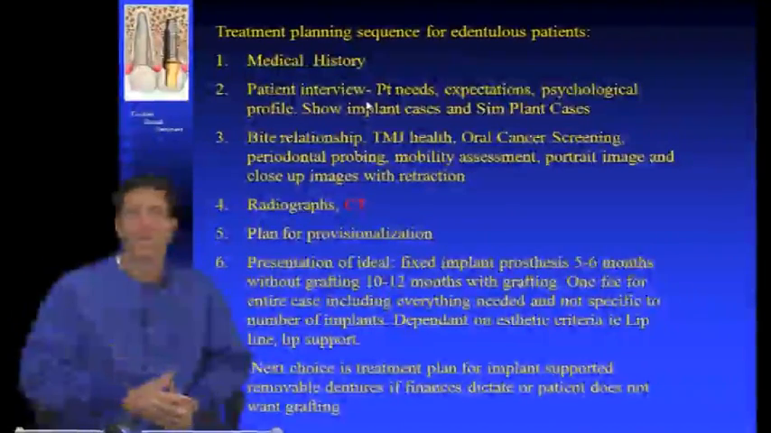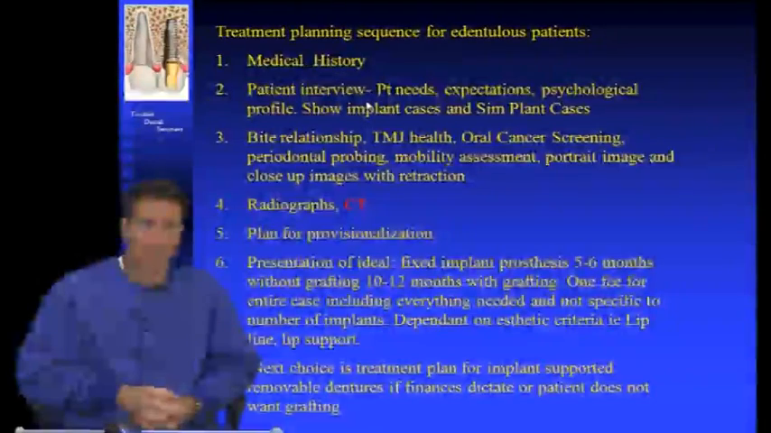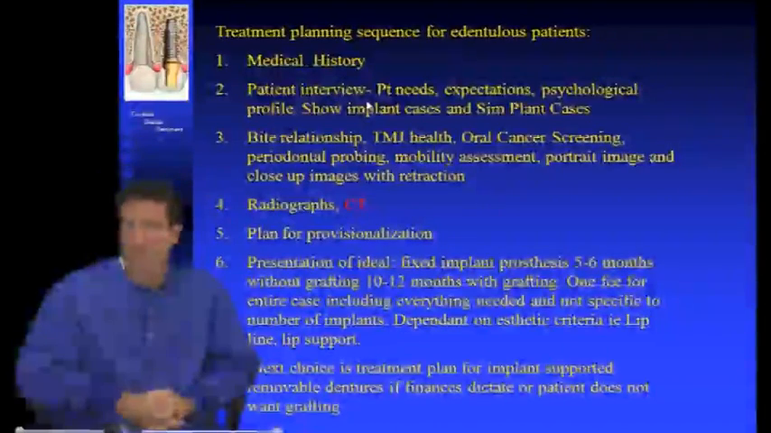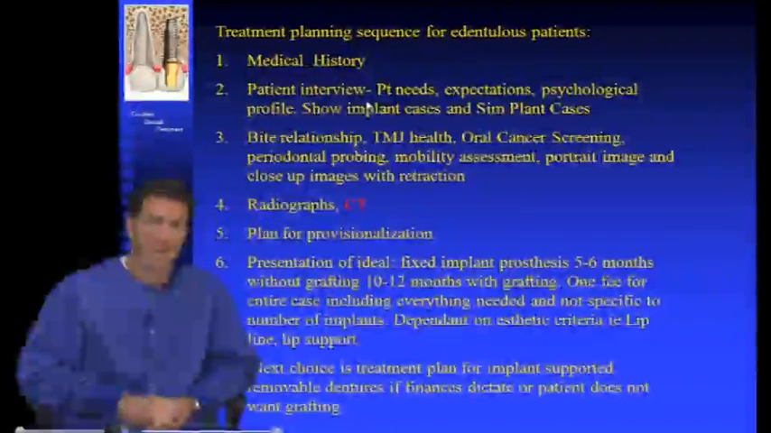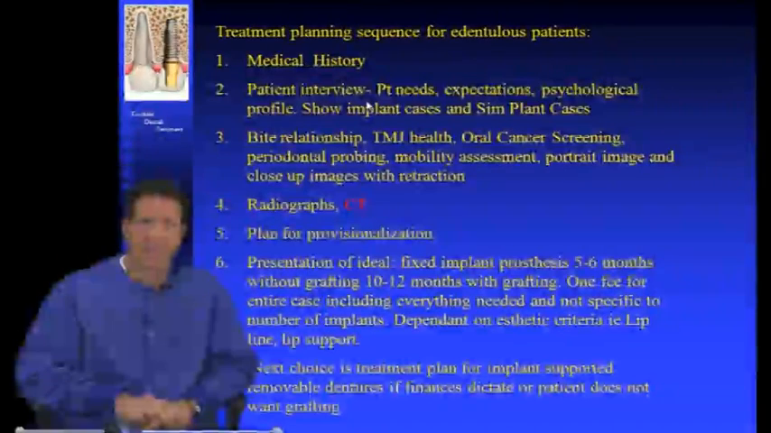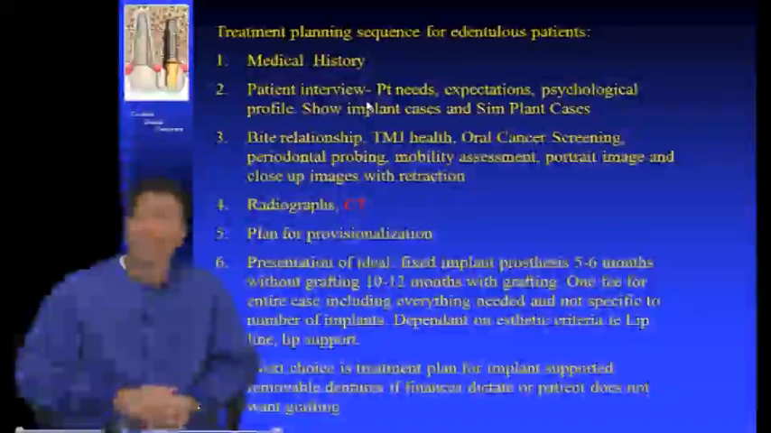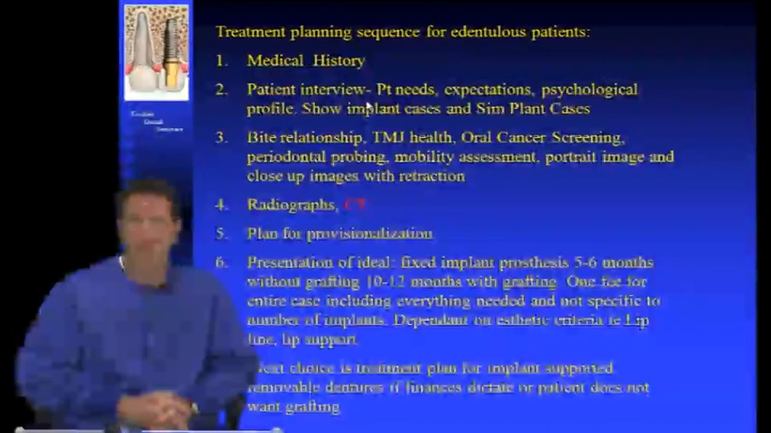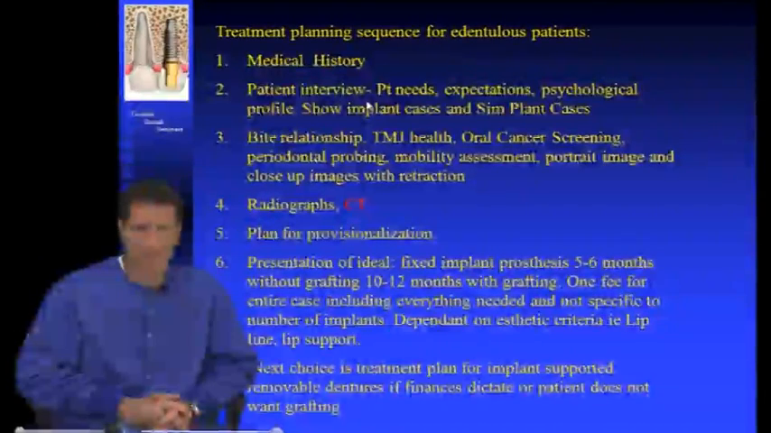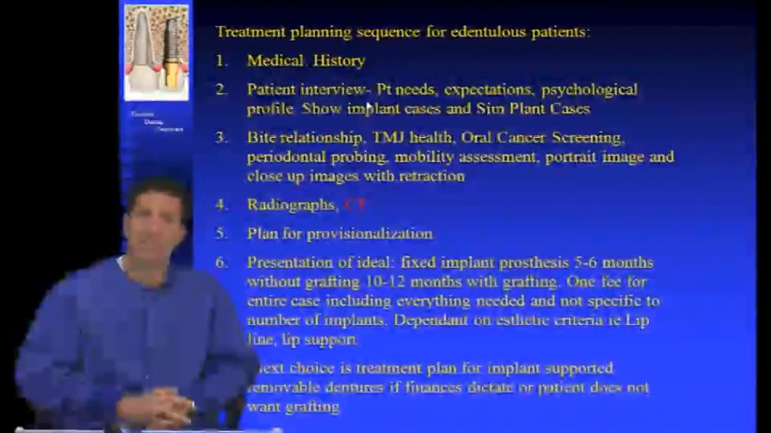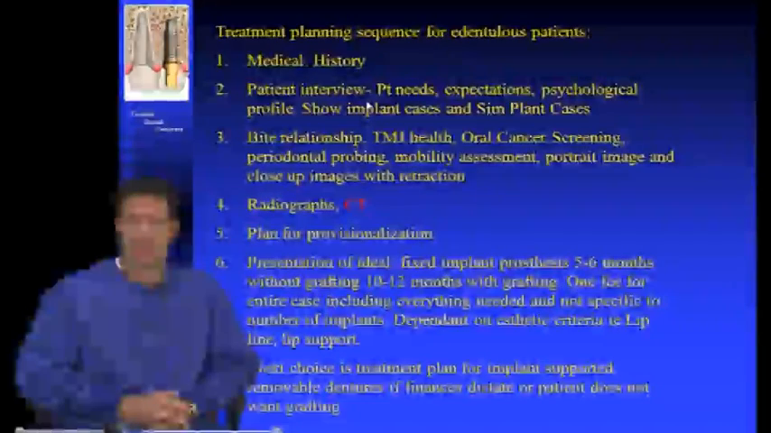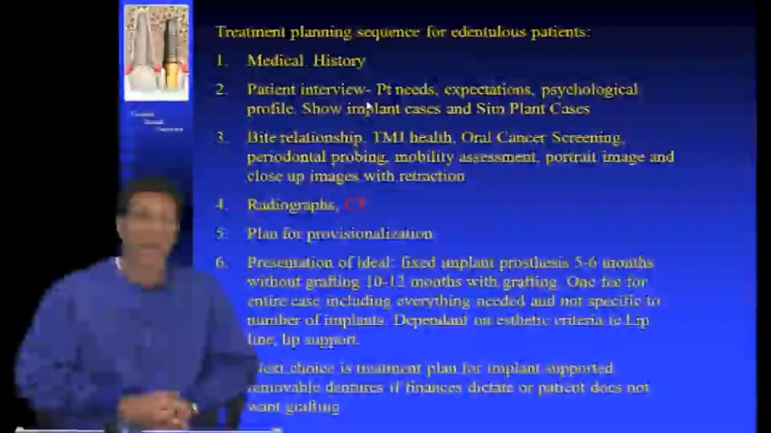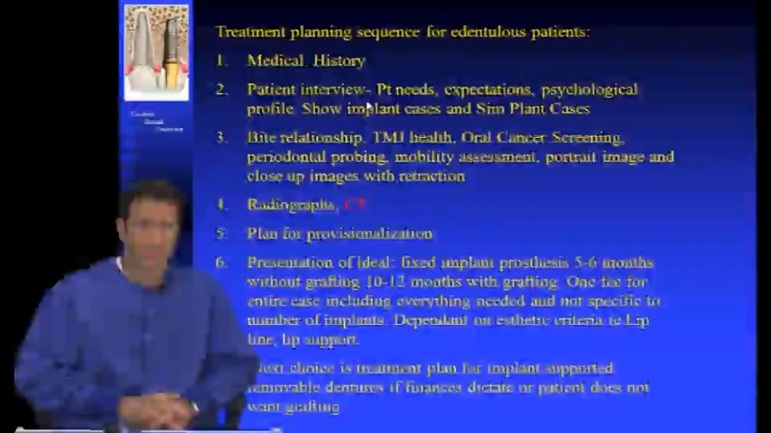But then what I do, and this is from a clinical standpoint, practice management standpoint, is I present what's ideal. A fixed implant prosthesis, and that will take about 5 or 6 months without grafting, or 10 to 12 with grafting. And I give one fee for the entire case. And the fee is not really specific to the number of implants I'm going to place. It's basically for the job that's going to be done.